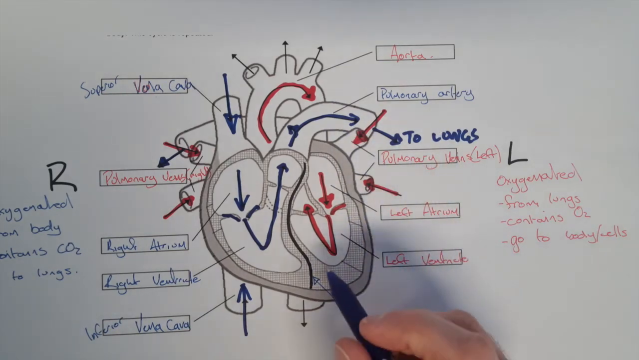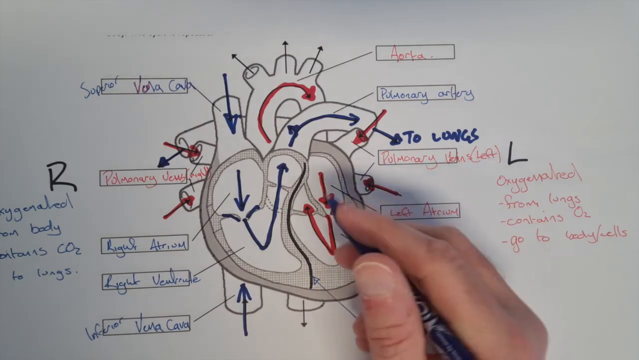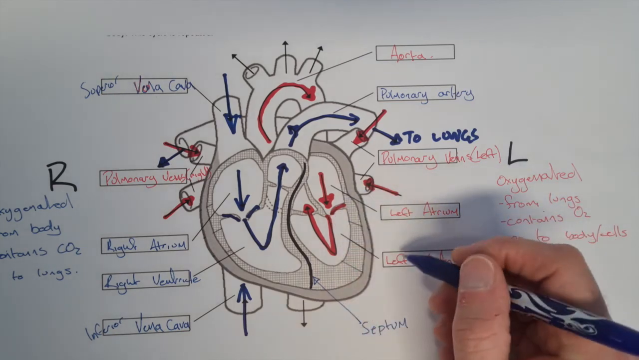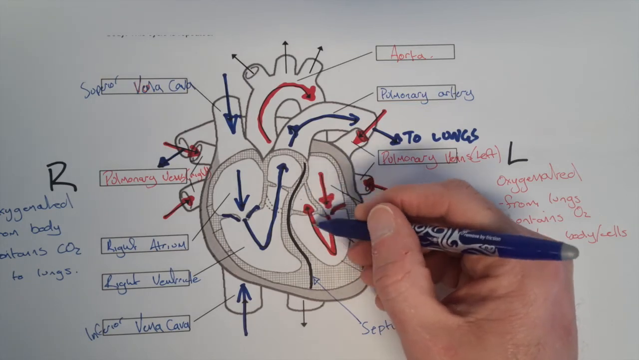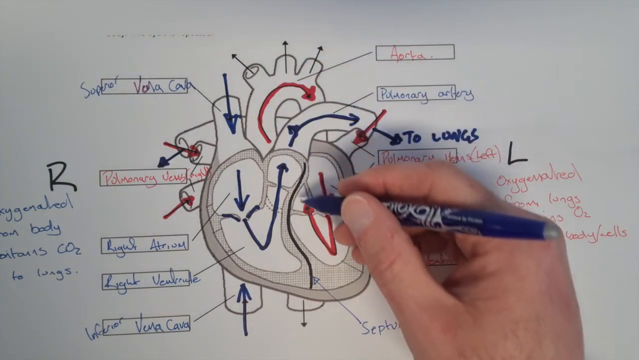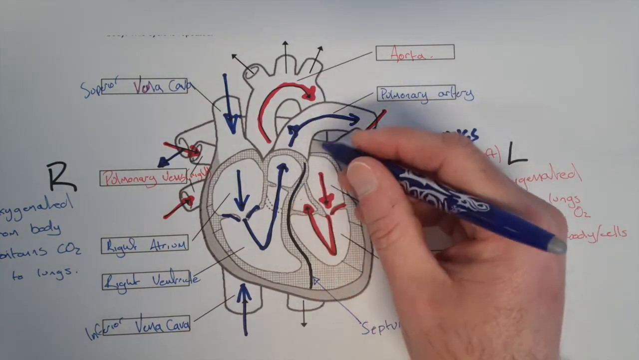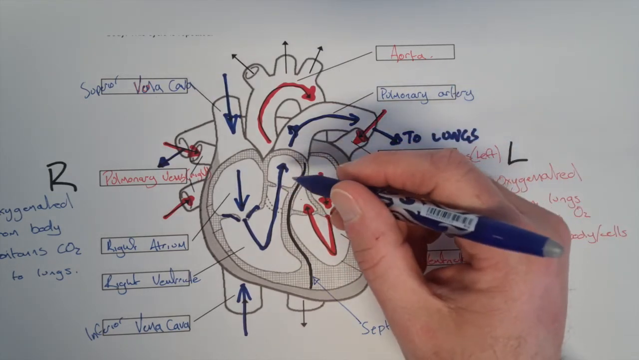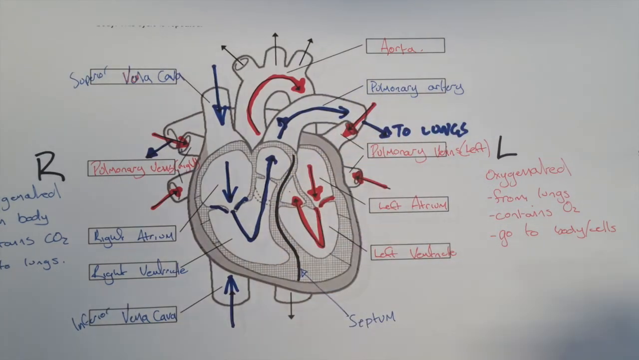You also need to know that we've got a series of valves to stop blood going back the wrong way. So if you have a look at it, we've got valves between our ventricle and our atrium. We've also got valves between our aorta and our ventricle, so blood doesn't come back through the aorta into the ventricle. We've got a valve between the pulmonary artery and the right ventricle to stop blood coming back in. So this is all just to make sure blood flows in the correct direction.